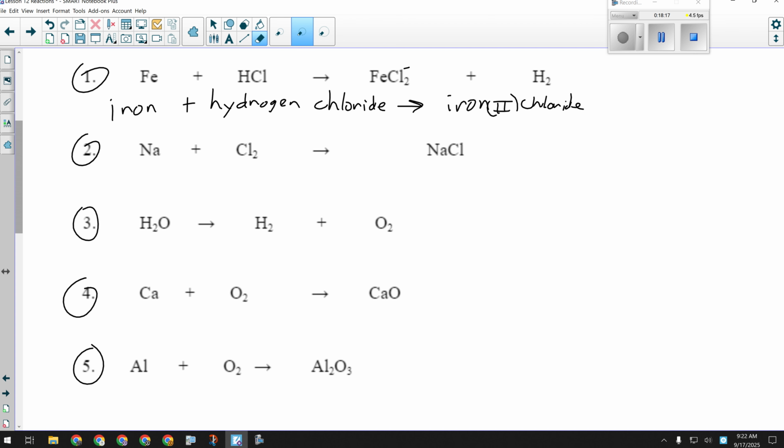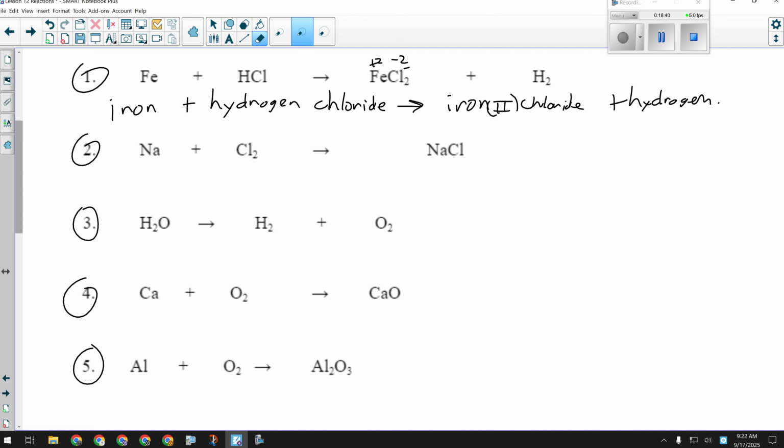Well, chlorine's in group 17 where everything has a -1 charge. There are 2 chlorines, so there's 2 negatives. So I have to get 2 positives from the iron, so it's iron 2. Would you get that wrong if you didn't have the Roman numeral? Yes, you would. Got to have that Roman numeral there. Okay, plus hydrogen. All right, so that would be our reaction in words for 1 mark.